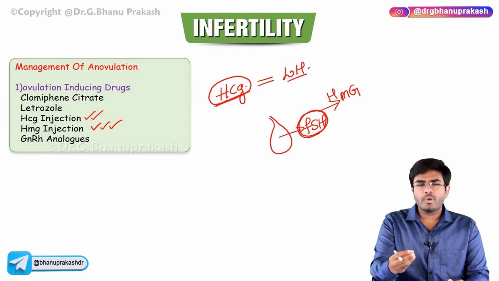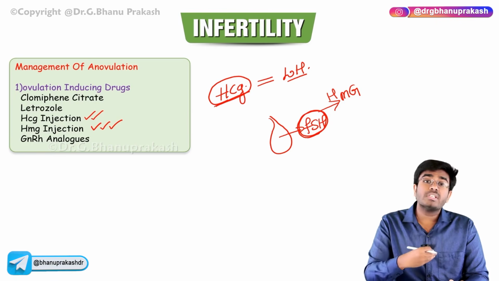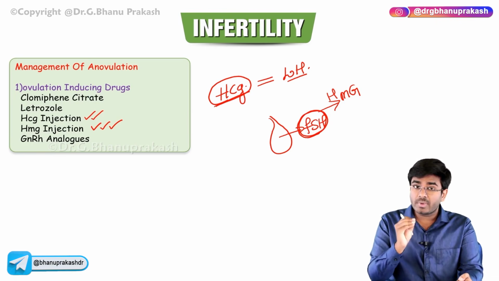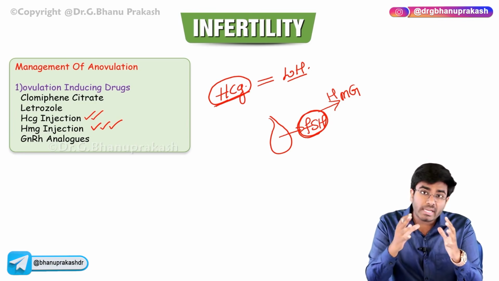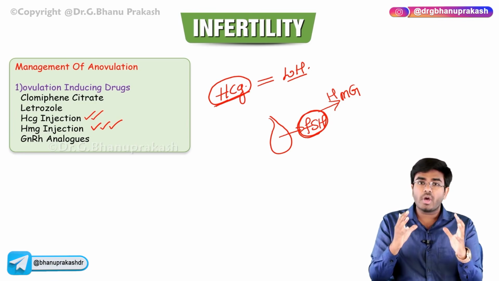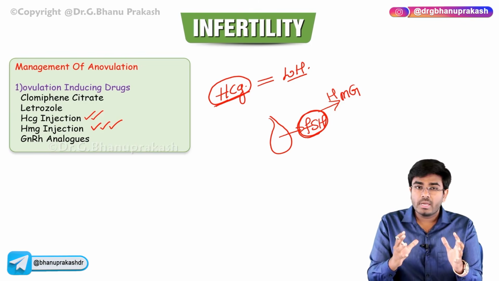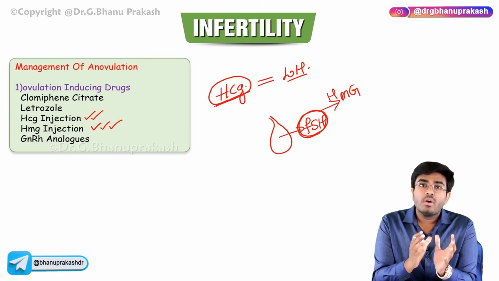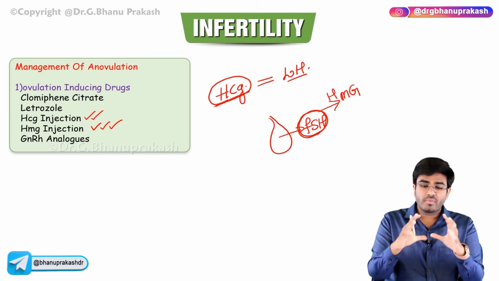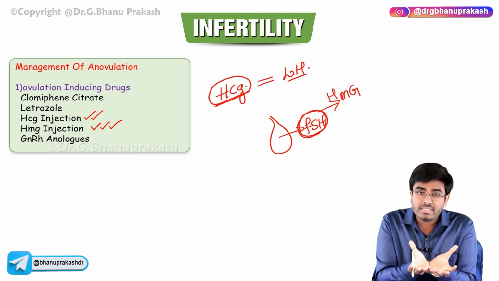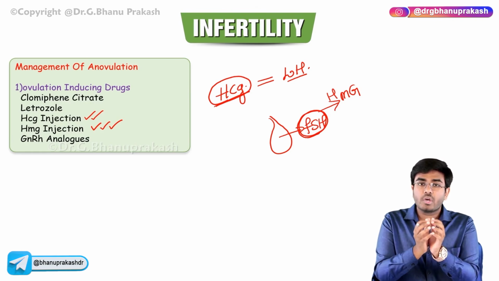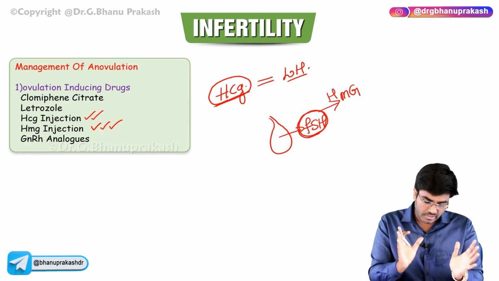So if you give human menopausal gonadotropin to a woman who is not ovulating, this FSH, follicle stimulating hormone, stimulates the ovarian follicles to grow. The ovarian follicles are growing, and the development of the follicles will cause the ovulation. Follicles are growing, so whenever they reach a proper size, you can give HCG. So this HCG will cause the ovulation. So it can be used.